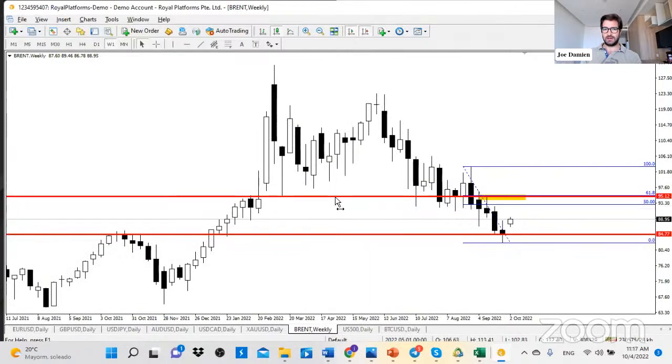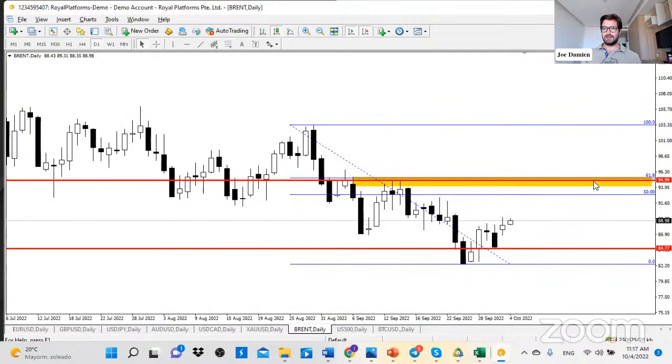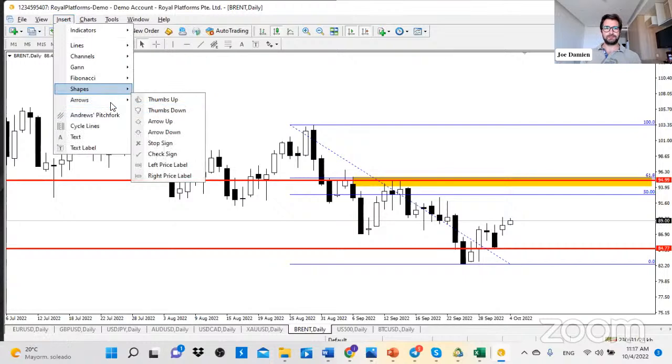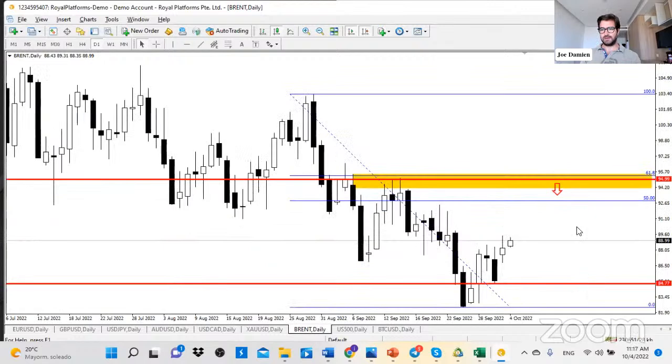Why? Because here we have a strong resistance. This is the resistance that I am talking about here. Okay, we have a strong resistance around this area. We have the 61.8 Fibonacci retracement at 94.99. So the market could retrace to this area here, which is 94.99, and then move to the downside to the previous low, which is 84.77.